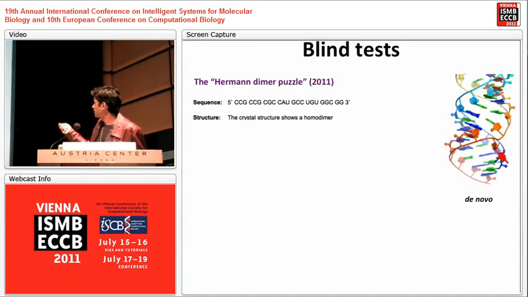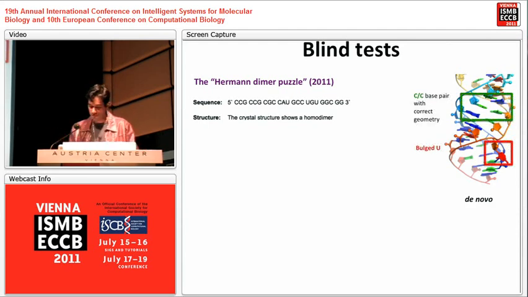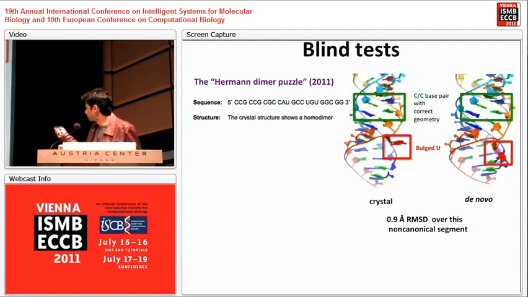It's mostly Watson-Crick base pairs, these blue-green base pairs. But it contains some non-canonical features, like a CC Watson-Crick sugar edge base pair, as well as a bulged out U. And this model is in good agreement with the subsequently released crystal structure, again achieving under an angstrom RMSD. Now, there are some other really interesting stories related to these blind trials.